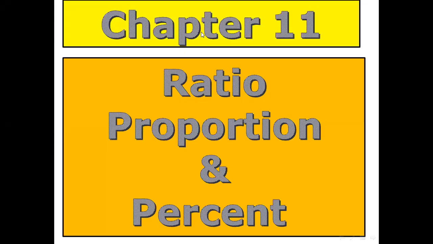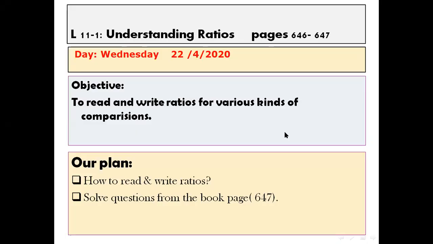Our new chapter is chapter 11, which is about ratio, proportion, and percent. The first lesson of our unit is about understanding ratios. It's on pages 646 to 647 in your student book. The main objective of our lesson is to read and write ratios for various kinds of comparisons. Our plan is to learn how to read and write ratios, and we're going to solve some questions from the book, page 647.